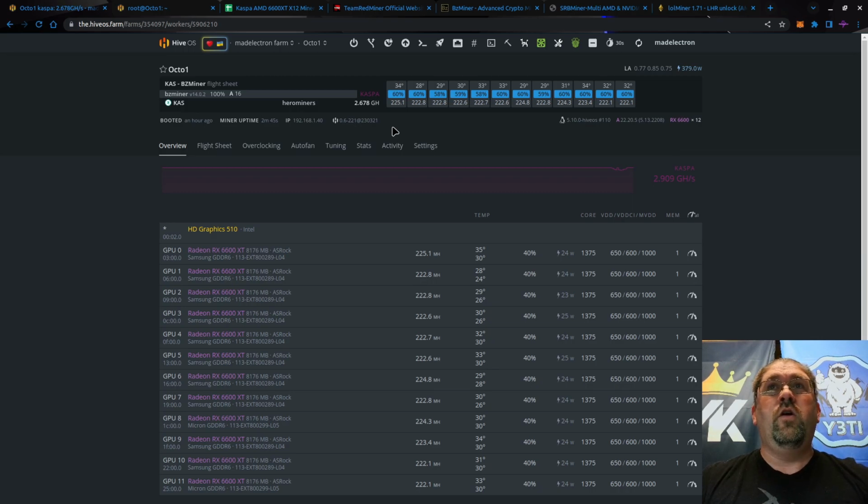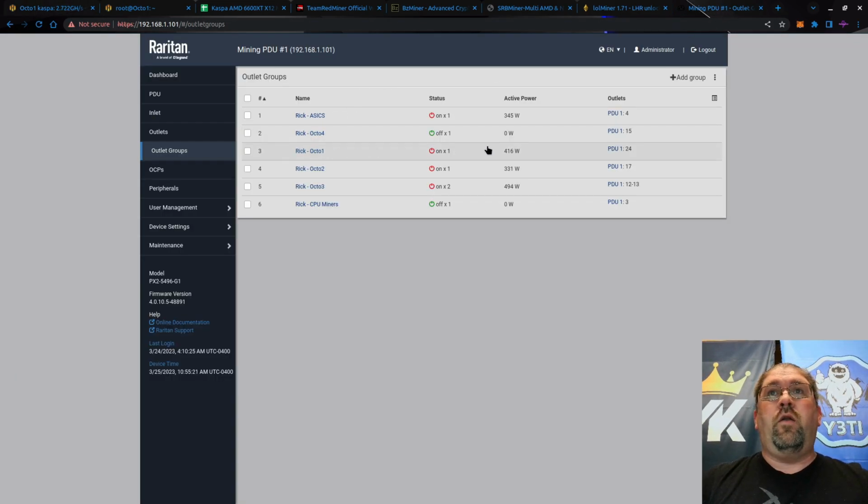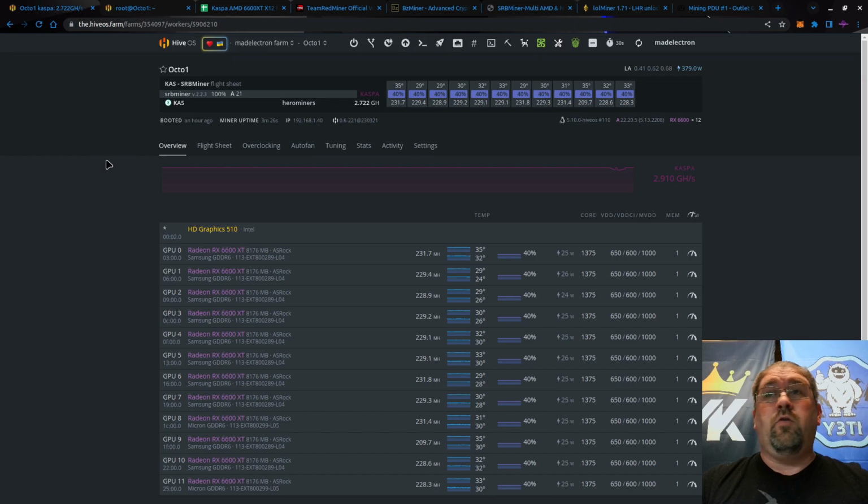So let's go over to SRBMiner. Okay, so here is SRBMiner. You see we're getting 2.735 gigahash. It says 379 watts again. This is acting kind of weird. So with that being said, I jumped over to my PDU, the remote access for it, just to see what it was showing. And for Octo 1, we're actually doing about 420 watts. So we're going to use this metric. I got to go back real quick and test the other two just to get their wattages. And I will plug those into the spreadsheet. We'll take a look at those at the end. In the meantime, let's go ahead and switch over to our final miner, LOLMiner.